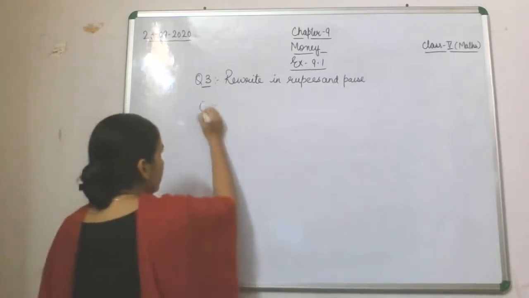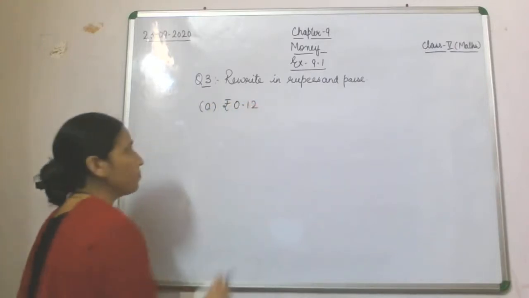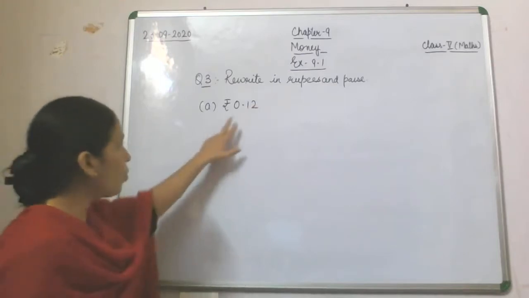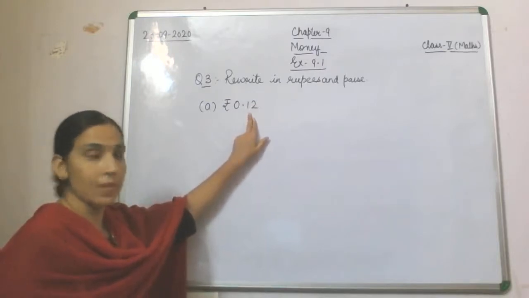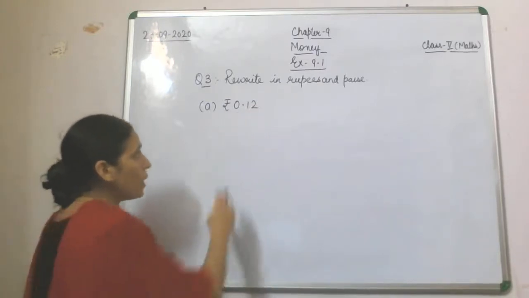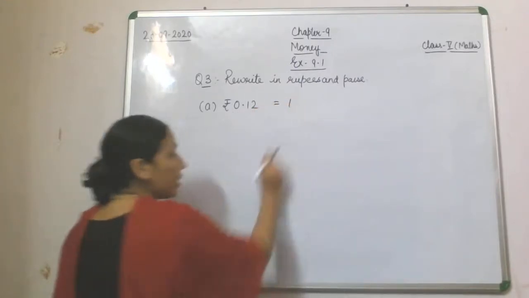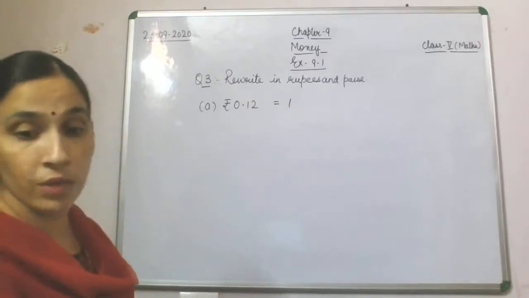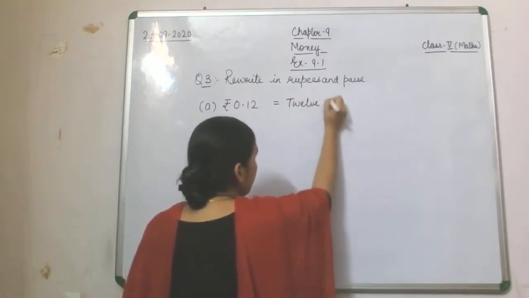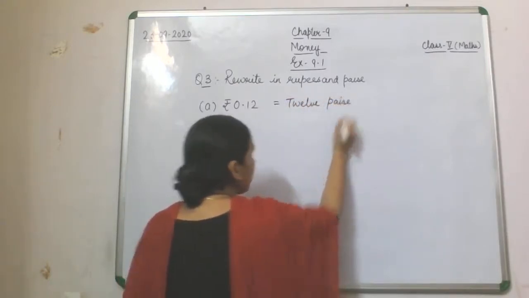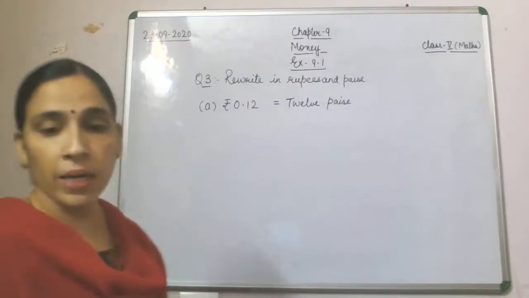Now A part is rupee 0.12. As I told you, the whole number part represents rupee and the decimal part represents paise. Here you can see in the whole number part we do not have any rupee, so we'll write only 12 paise. 12 paise, because here the rupee is 0. Now we'll come to the next question.